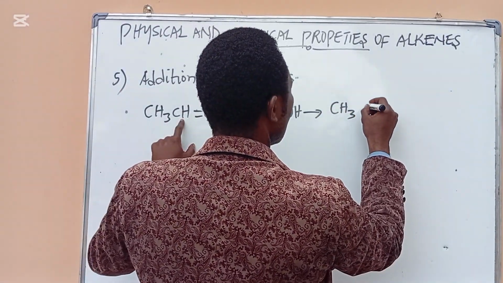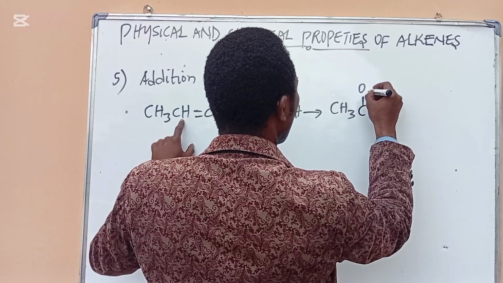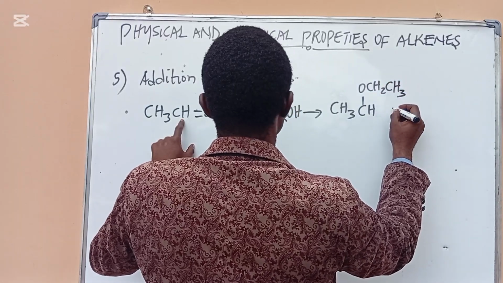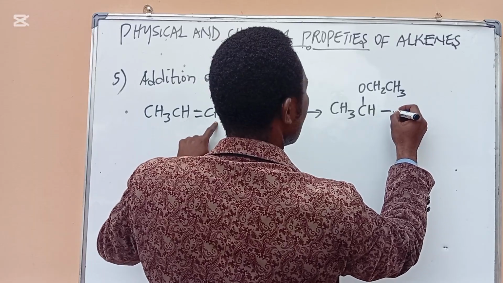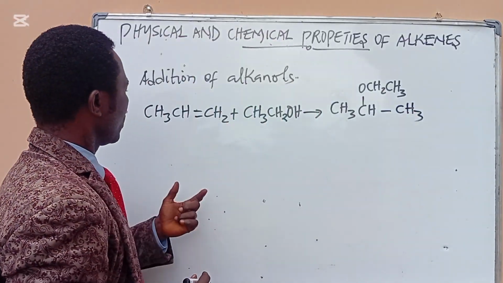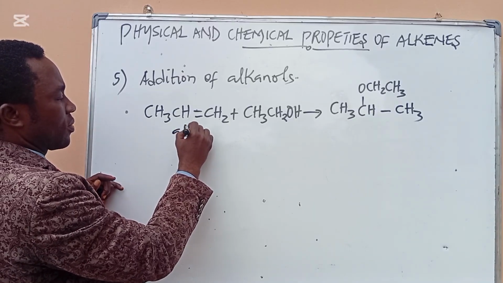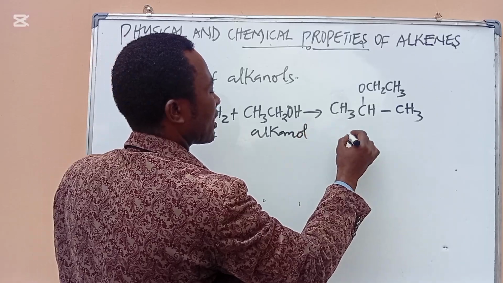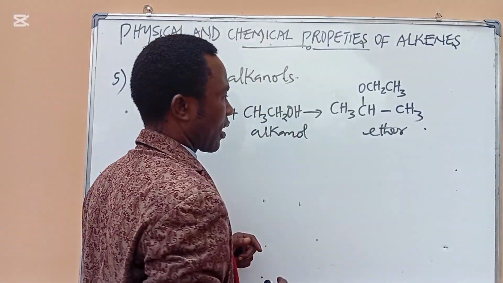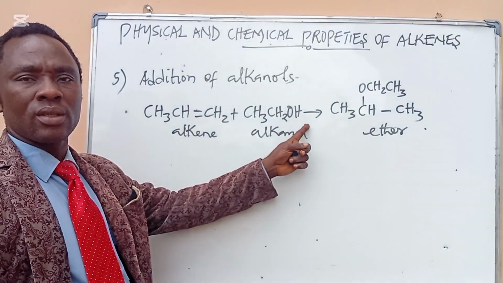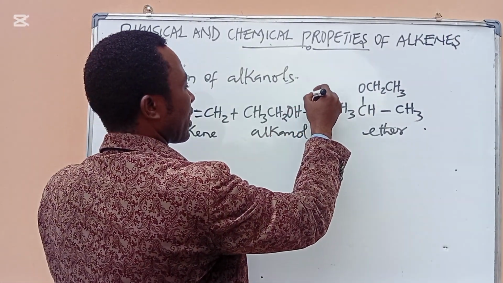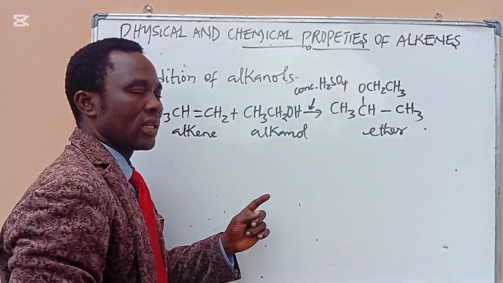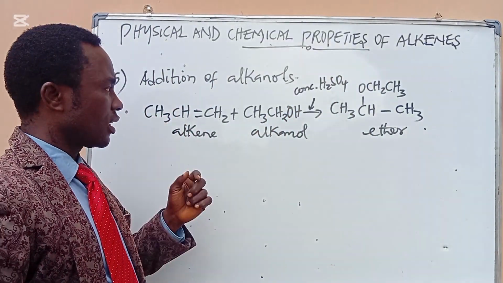CH(OCH2CH3)CH3. This is an alkene, this is an alkanol, and this is an ether. Now this reaction is catalyzed by conc H2SO4. So the catalyst for this reaction is conc H2SO4.